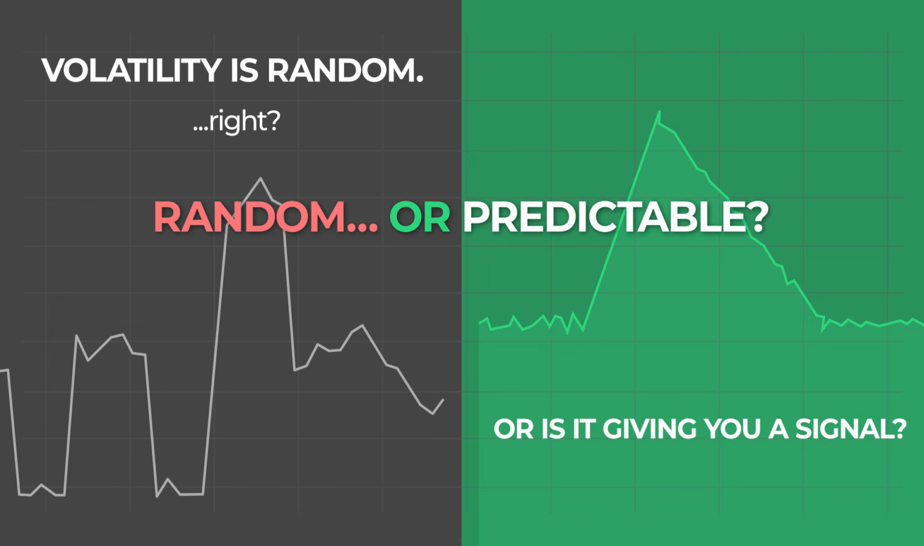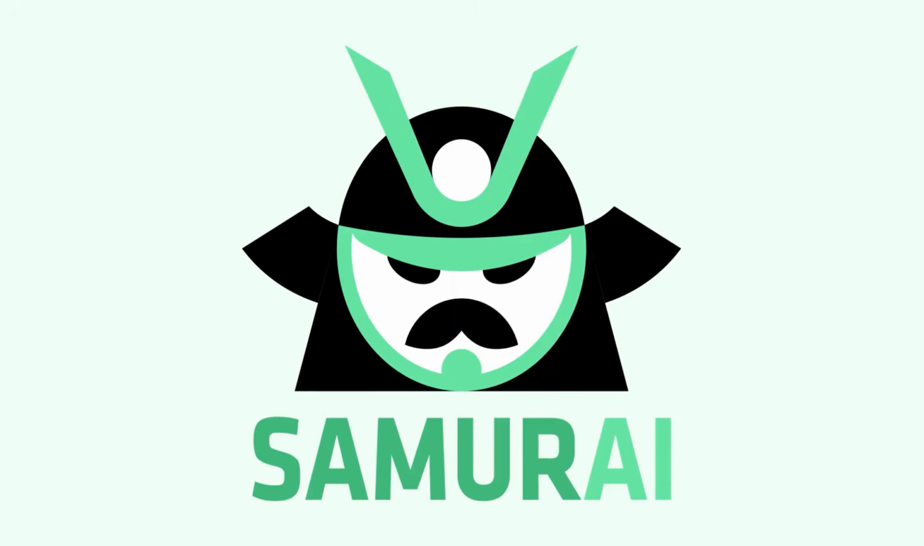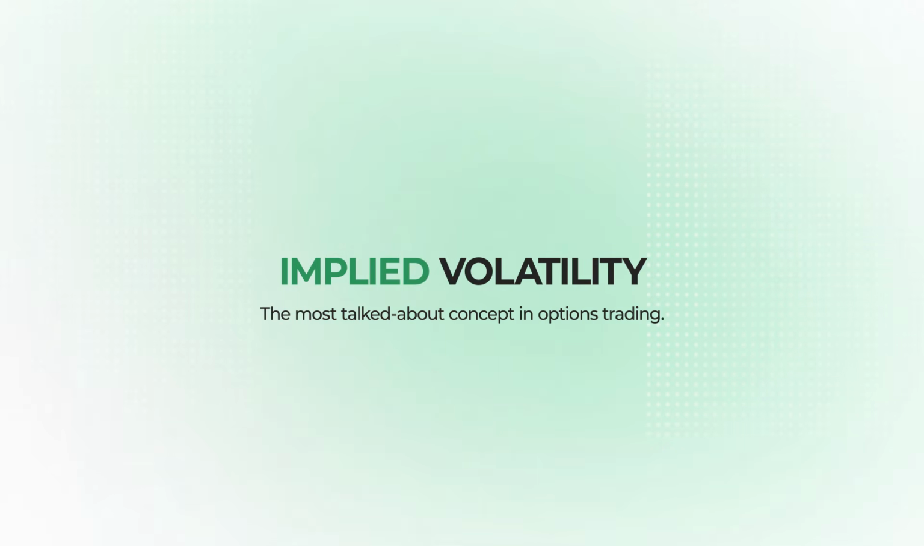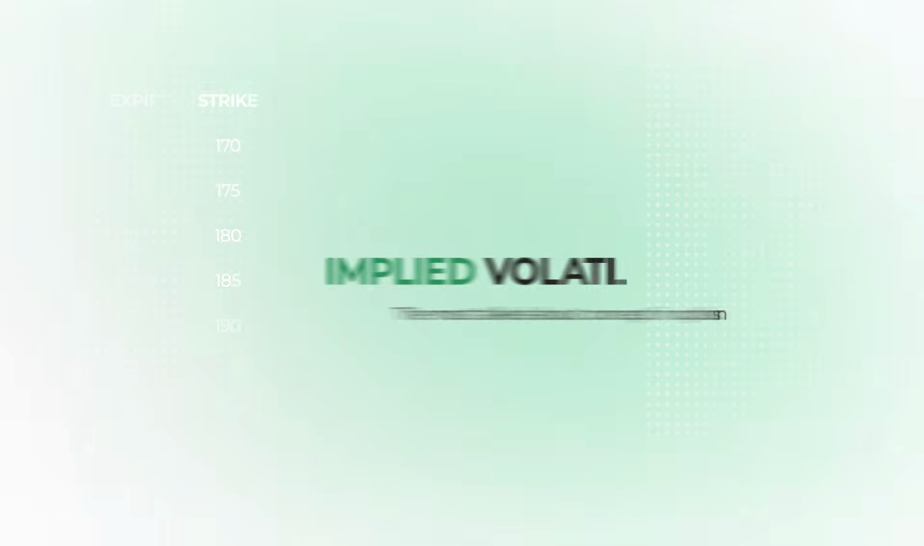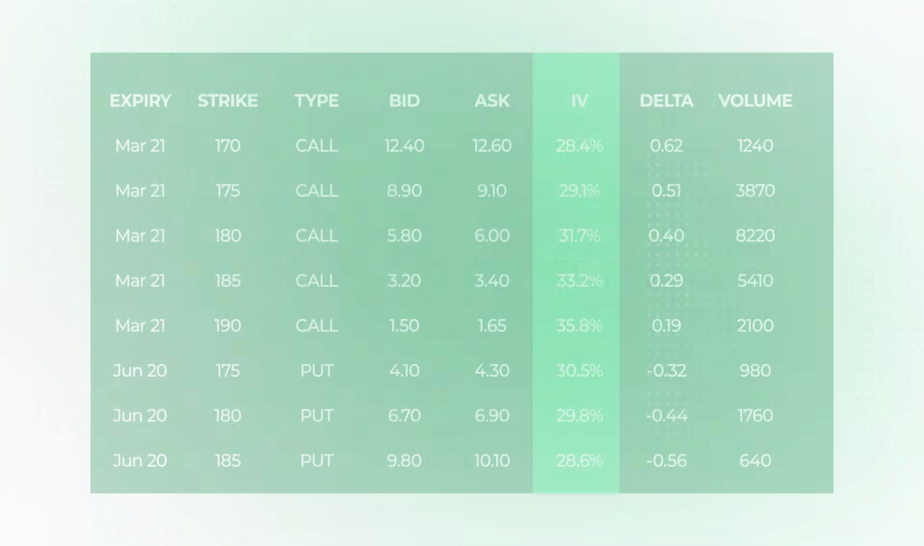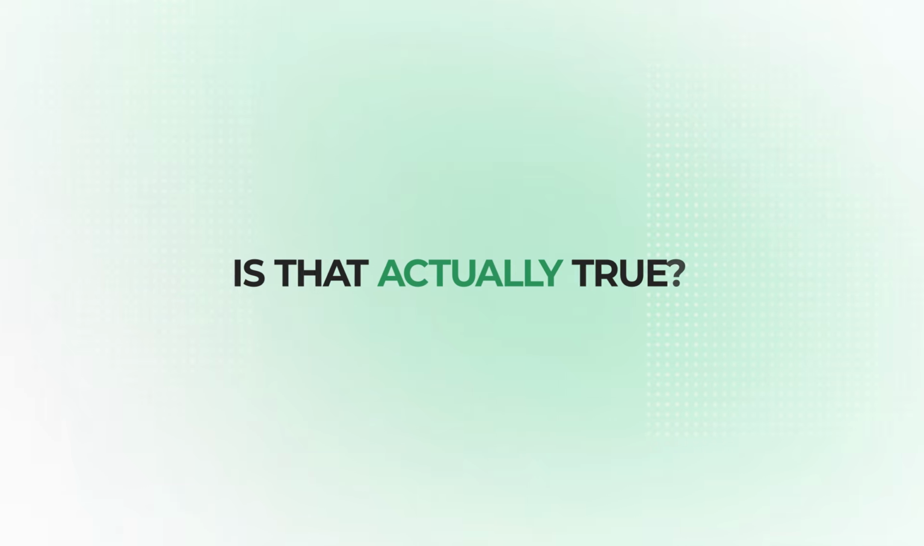And once you know the theory, we will explain how to use implied volatility to optimize your trades with Option Samurai. Implied volatility, or IV, is one of the most talked about concepts in options trading. Traders rely on it every single day to price options. And yet, the common belief is that volatility is impossible to predict. So we asked a simple question: is that actually true?